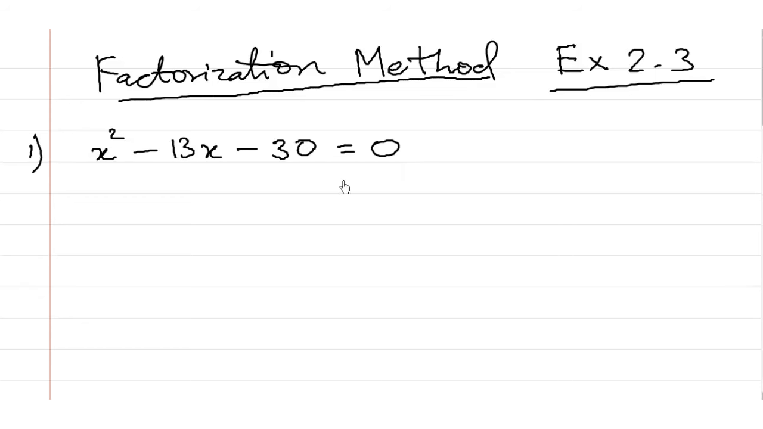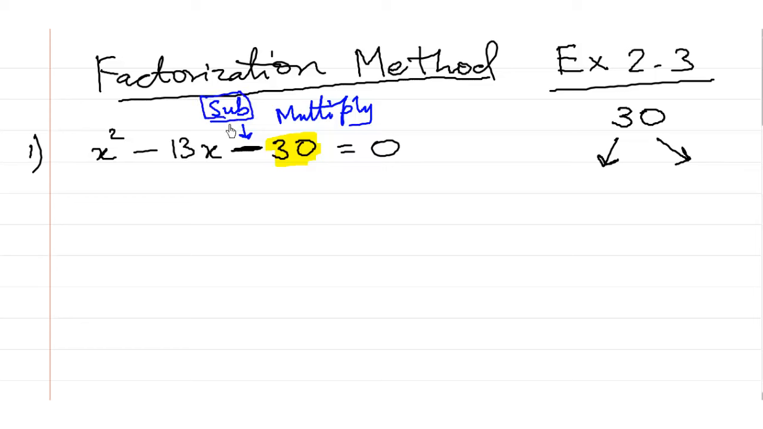So you need to understand that we need to find two numbers such that when you multiply, you get 30. And this particular sign, which is that of subtraction, the minus sign, tells us that on subtraction you should be getting 13. So you need to find two numbers such that when you multiply you get 30, but when you subtract you get 13.